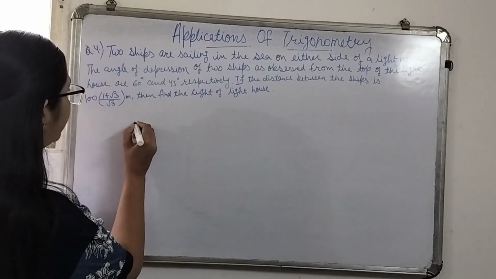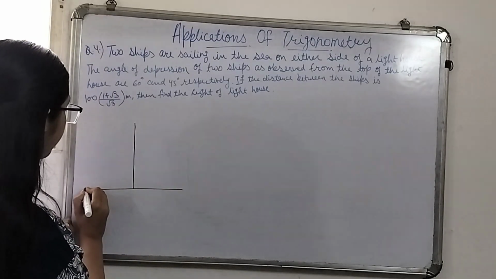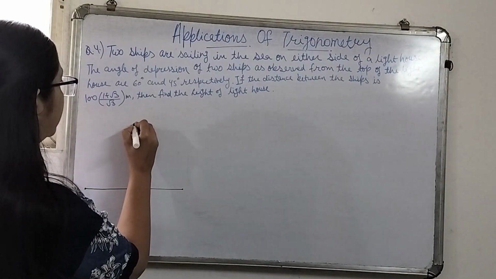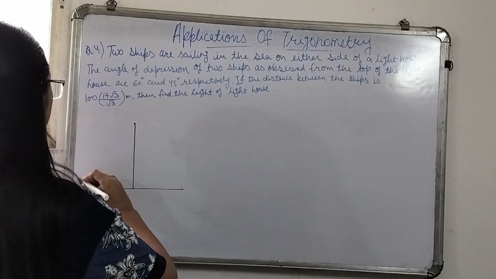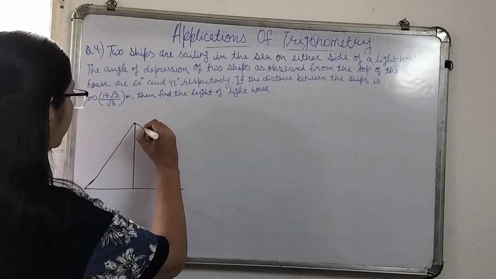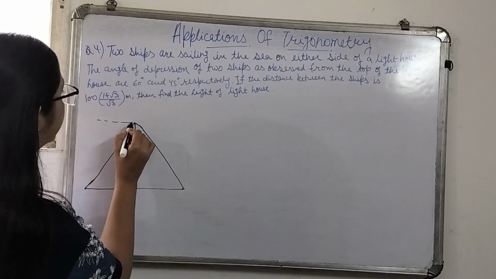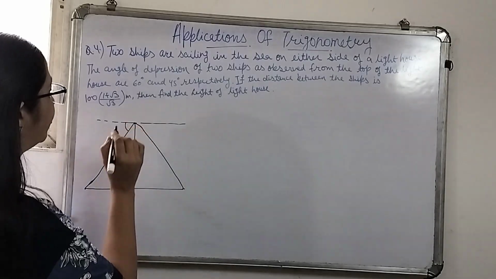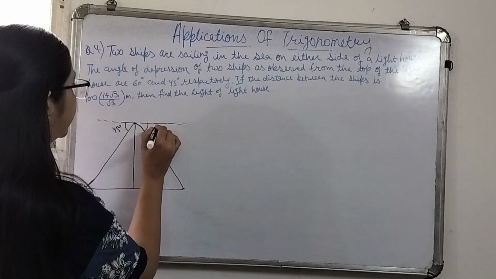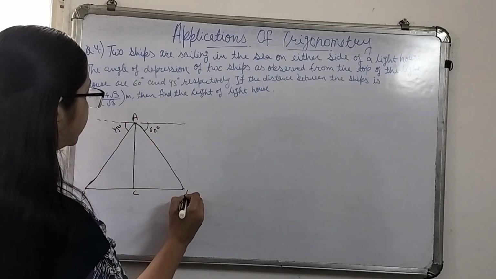Now suppose we are assuming that this is a lighthouse, this is the sea level, one of the ships is here, another ship is here. From the top of the lighthouse, someone is observing these ships, and this is your line of sight, this and this. Now this will be the horizontal level and one of the angles of depression is 45 degrees and another is 60 degrees. Suppose this is point A, this is B, this is C and this is D.